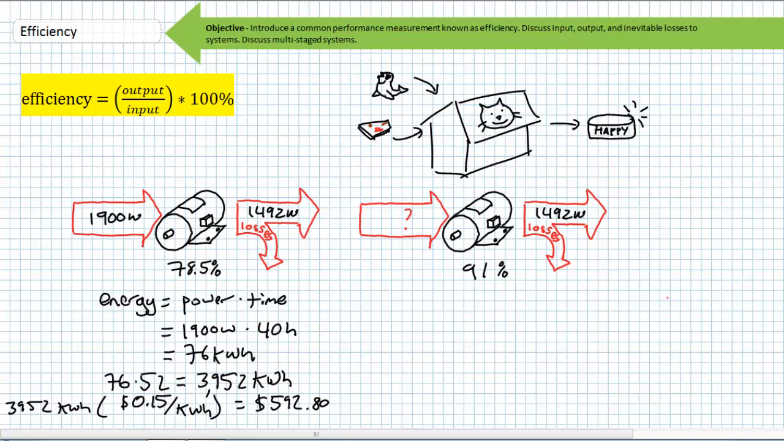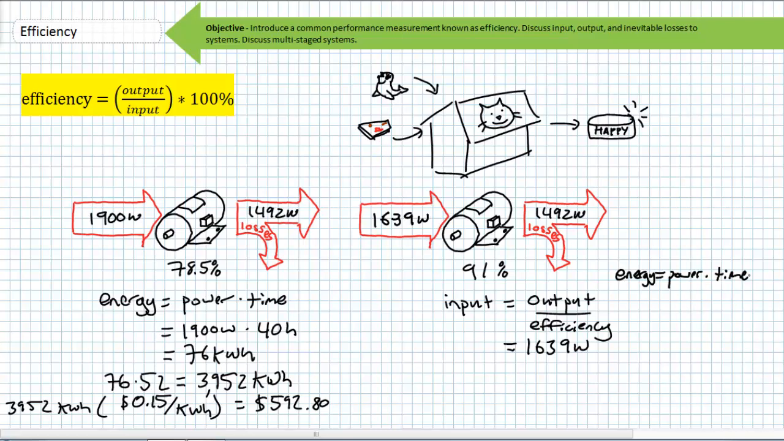This 91% is not by any means inconceivable. That same 2 horsepower output, or 1,492 watt output, can be realized from a smaller input. In this case, we have an output and an efficiency rating, and we need to solve for input, where input is equal to our output divided by our efficiency. Meaning this same 1,492 watt output could be realized from a 1,639 watt input if we use the more efficient motor.